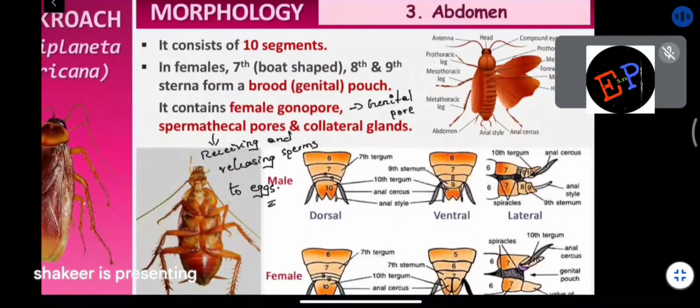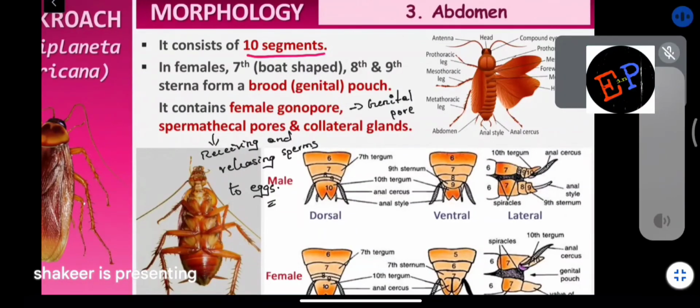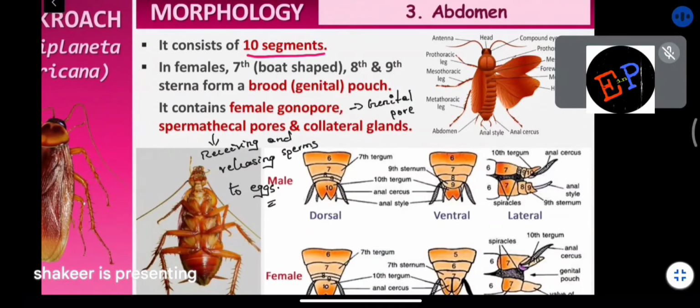We are studying about the stomach region, or you can call it the abdominal cavity. So how many segments does it consist of? It consists of totally 10 segments. And what each segment will perform is a very, very important discussion in the case of cockroaches. Are you able to understand? So in females, 7th segment, 8th segment and 9th segment, sterna are also called as segments. Segments and sterna both are same.